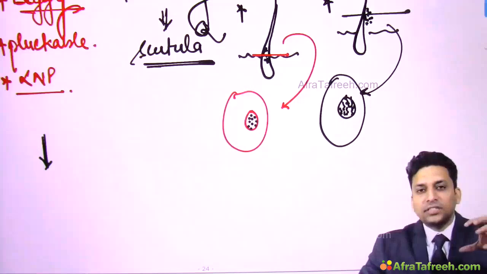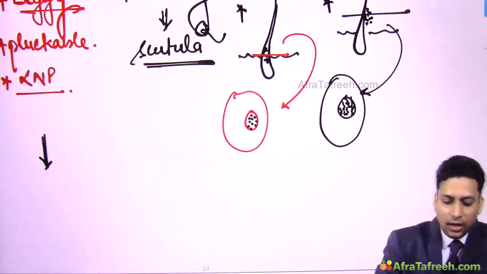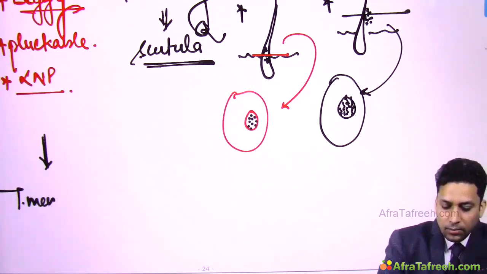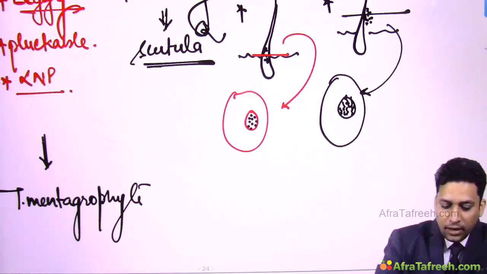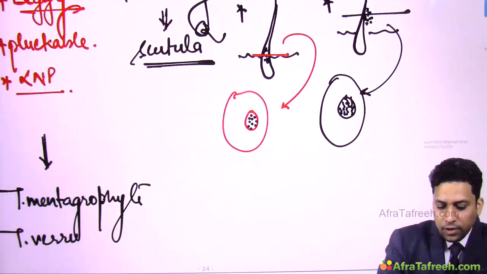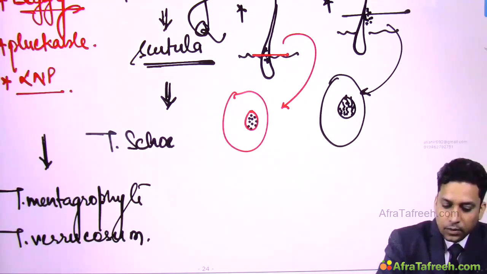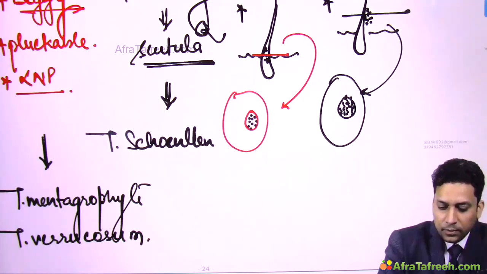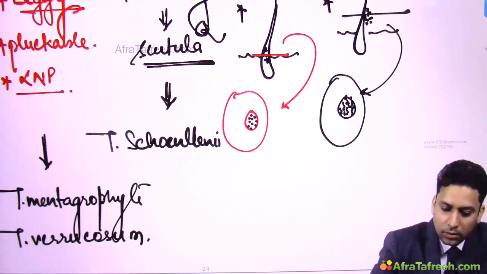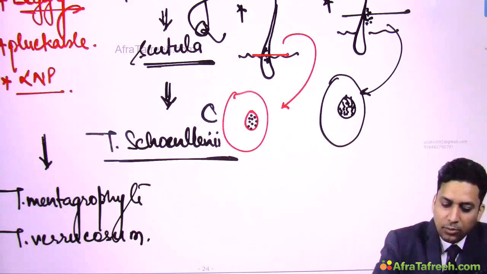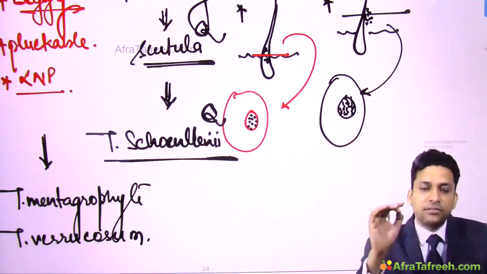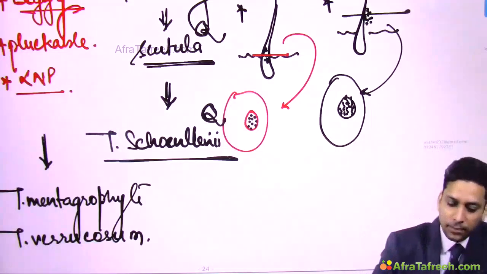Now the common causative agents which cause kerion are Trichophyton mentagrophytes and Trichophyton verrucosum. While favus type is commonly caused by Trichophyton schoenleinii. Now Schoenleinii species is the most common species causing favus, so generally a question is asked on this.